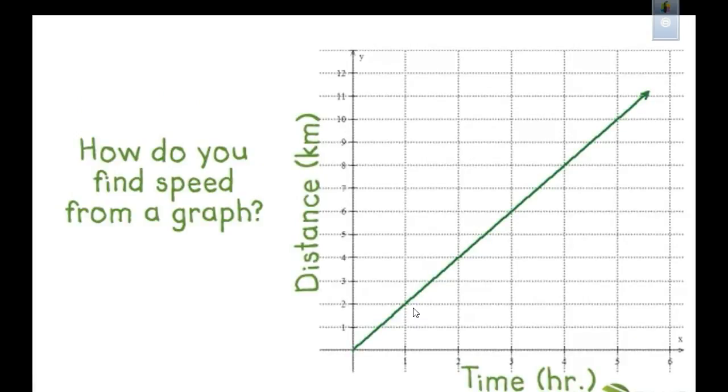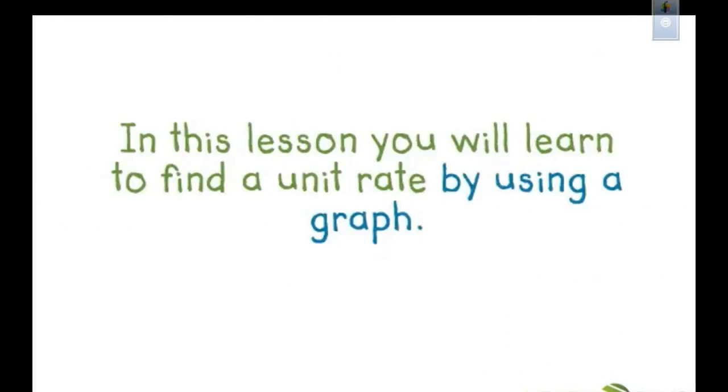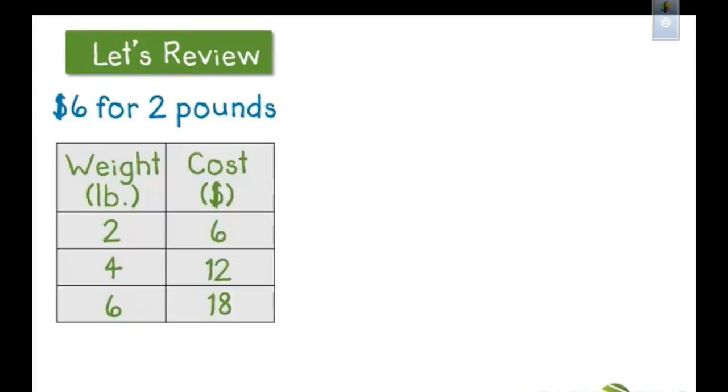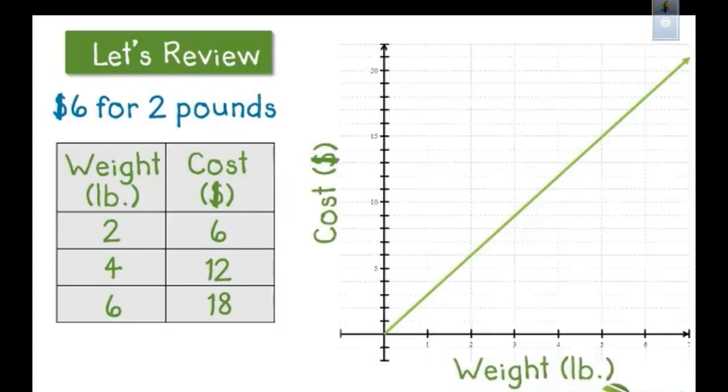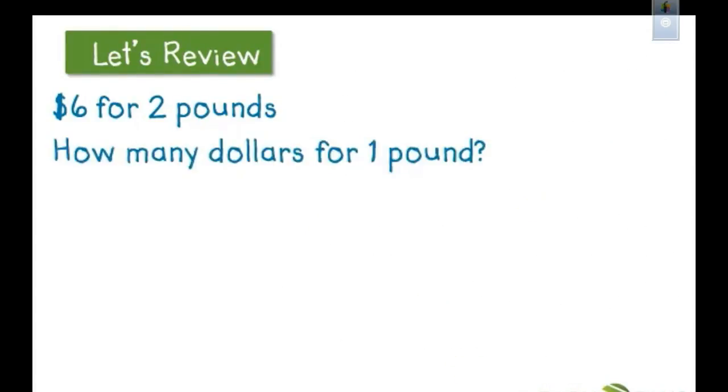How do you find how fast something is going from a graph showing the time that has passed and how far it has gone? In this lesson, you will learn to find a unit rate by using a graph. You've already learned that if you have a proportional relationship like $6 for 2 pounds, you can make a table of values and graph the relationship. You've also already learned what a unit rate is.